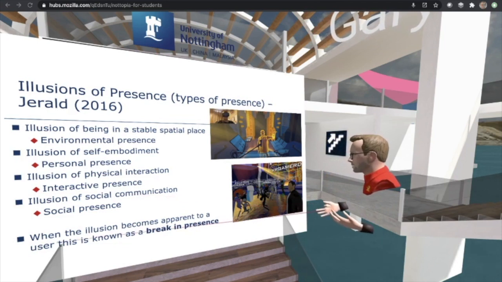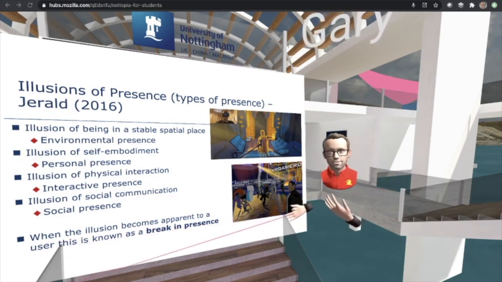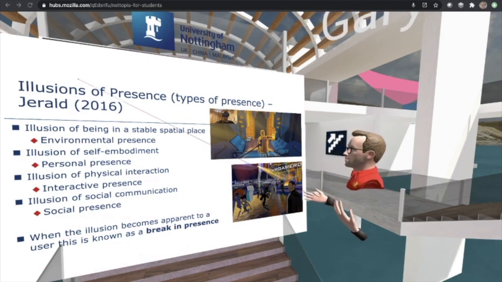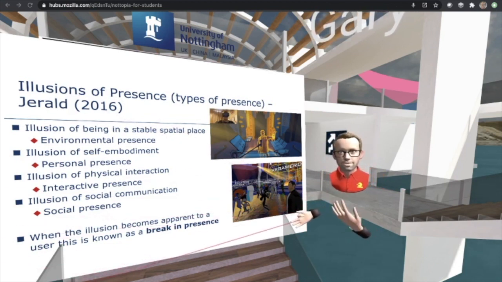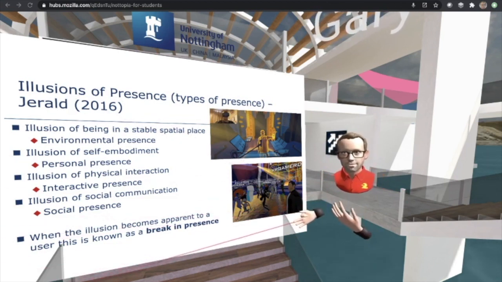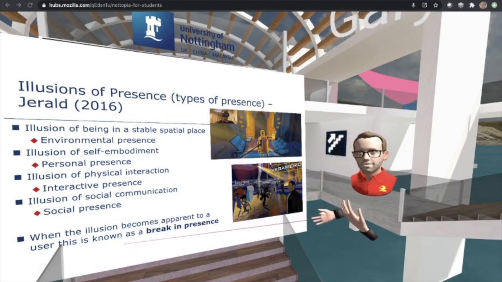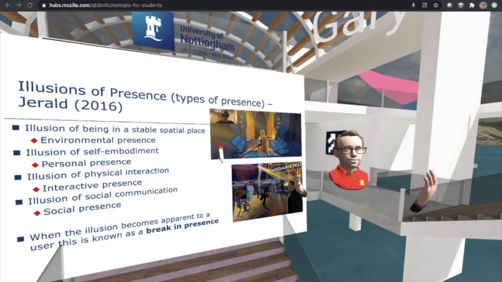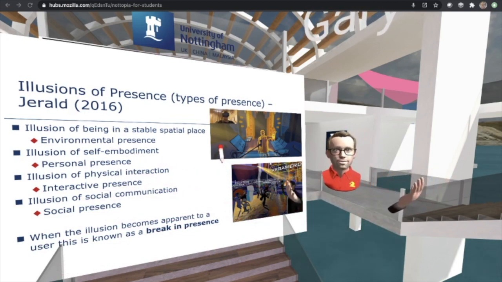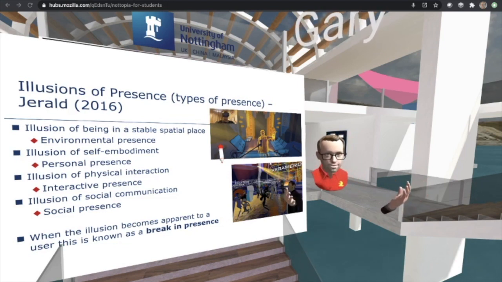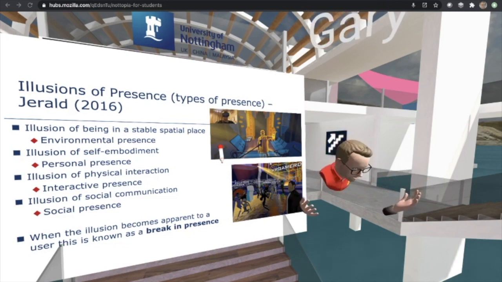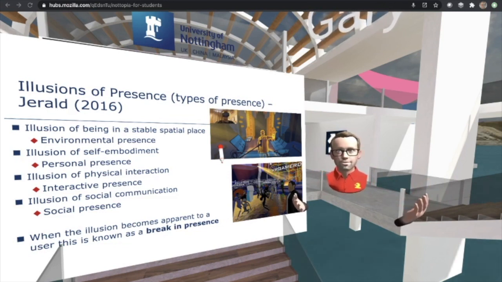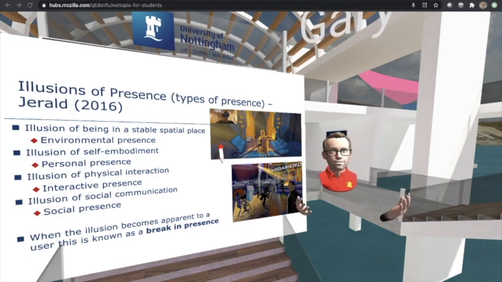Last point in here is that you can have a breakdown in these illusions. When that breakdown occurs, that is known as a break in presence, and that could arise, for example, for me now, because my phone starts to ring. It could be because I trip over something, I walk into my office chair, or someone comes in and asks me for a cup of tea from the family. These are all breaks in presence.